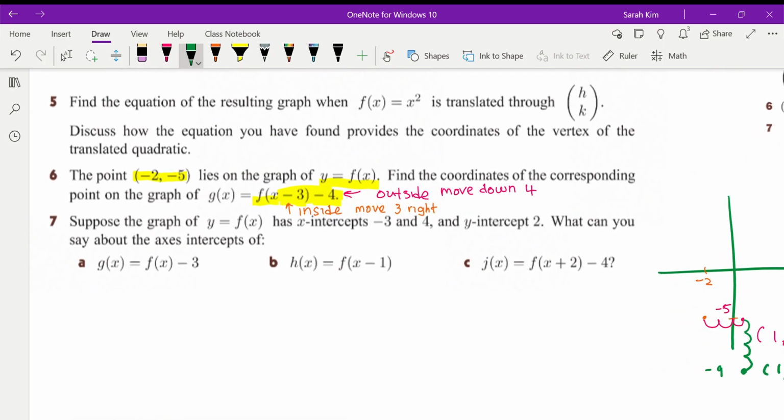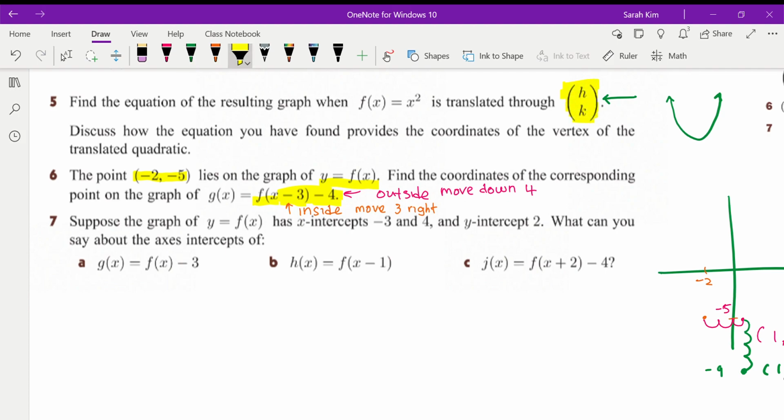Alright, let me talk you through how to do question 5. I didn't really discuss this in detail, but it's in your green notes. So let's have a look at it. Find the equation of the resulting graph when f of x equals x to the power of 2. You know that if you graph it, it looks something like this. It's a quadratic form, and let's say it translates through this vector.